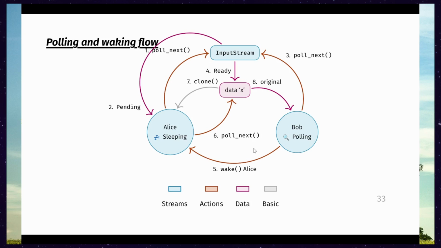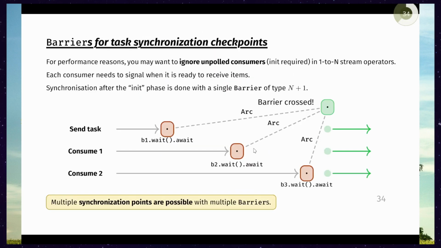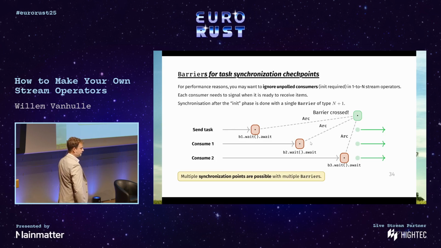So this is what I show here. Alice first polls the input stream, so 1, and then gets pending. But then Bob is polling, and Bob suddenly notices that the input stream is ready. Then Bob has to know that Alice was sleeping and wake her up and give her a copy. And Alice should be the one who receives the new item first, because she was the first to poll the input stream. So to get this right, I ended up writing a lot of unit tests.